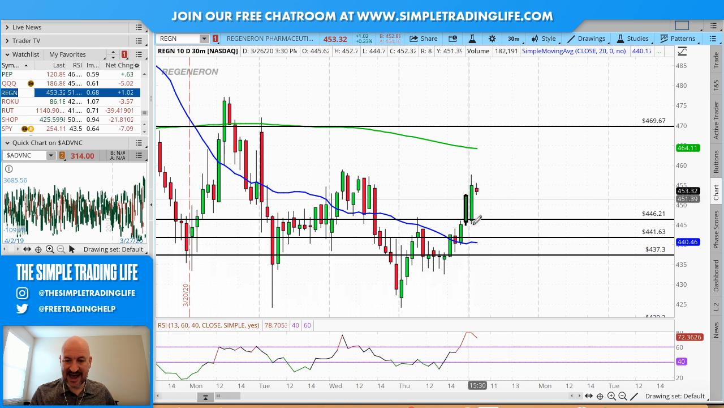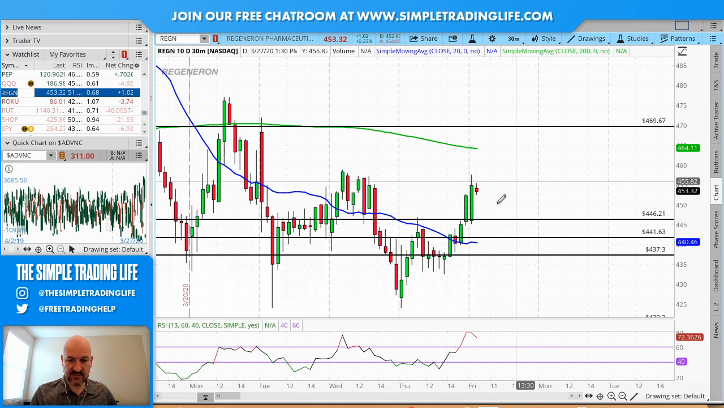Regeneron gapped down and it went up strong. This is what we talk about a lot in the Simple Trading Life community. It's all about where they gap it to. It gapped down right into support, so no matter what, it made sense that it was going to get some sort of bounce out of there, because of where they gapped it to. And it did. It got this big bounce. Now it's pulled back just a little bit and is just hanging out here. It could start to retrace. This may end up as a resting candle and it tries to go higher.